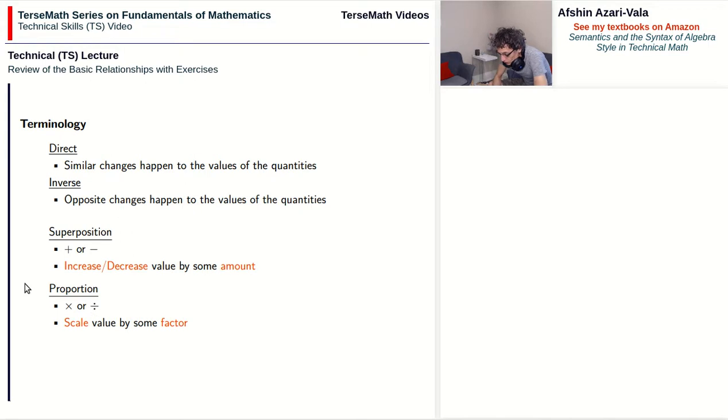The word proportion is used to refer to the fact that the changes happen through multiplications and divisions. And in this context, we talk about scaling the value of a quantity by a factor.